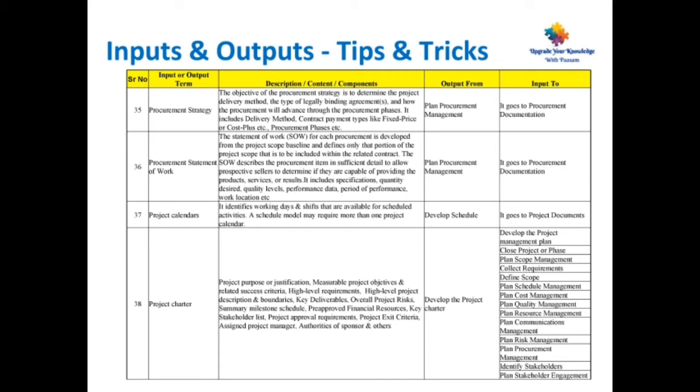Point number 36, procurement statement of work. The statement of work for each procurement is developed from the project scope baseline and defines only that portion of the project scope that is to be included within the related contract. The scope of work describes the procurement item in sufficient detail to allow prospective sellers to determine if they are capable of providing the product, services, or results. This is the output from plan procurement management. It goes into procurement documentation.